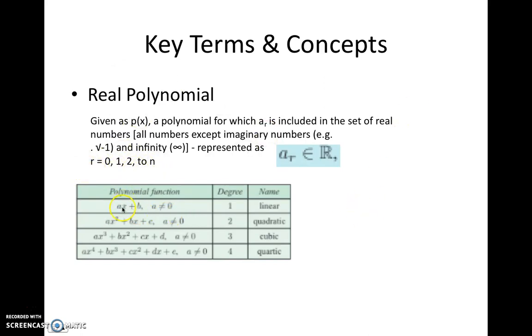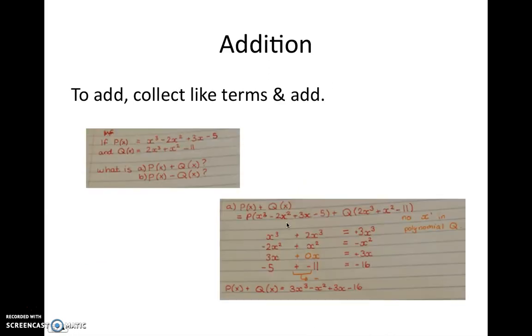Polynomial function, the highest exponent of x in any kind of polynomial function is given to be the degree. So here it's x to the 1, so that's the degree. Here it's x to the 4, so it's 4. And they've all got specific names. Here we'll just be working with linear and quadratic functions.